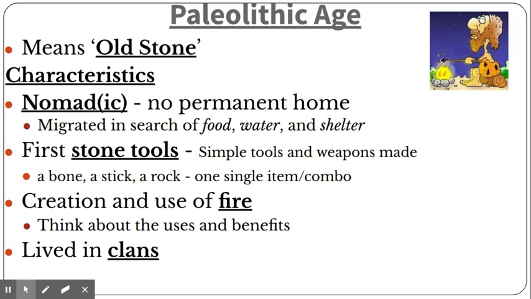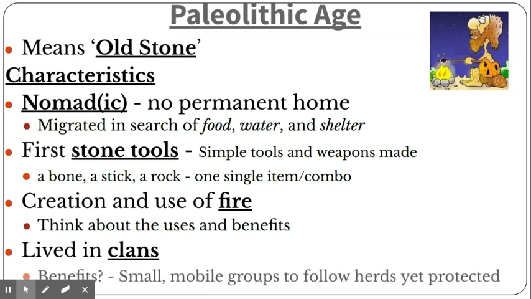Our ancestors also lived in clans. Clans were small groups that were very mobile, and in doing so, we could follow the animals. So it's very easy for us to pack up and leave to follow the animals when they would migrate. But these clans were big enough to provide protection. So those are the benefits of being in a clan during the Paleolithic Age.